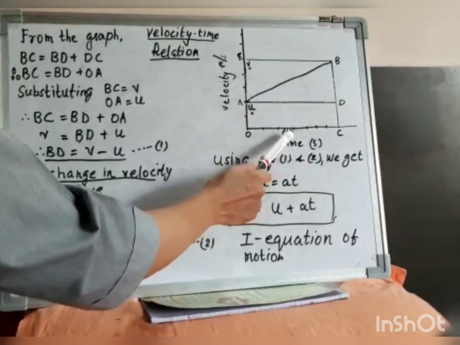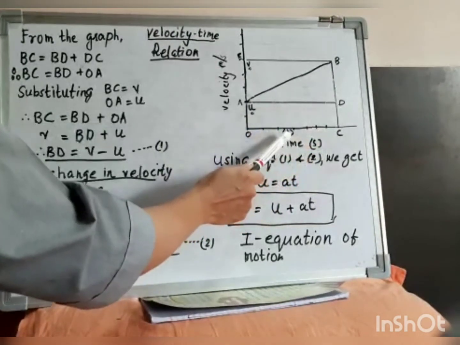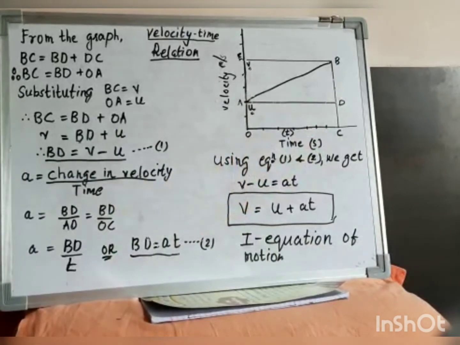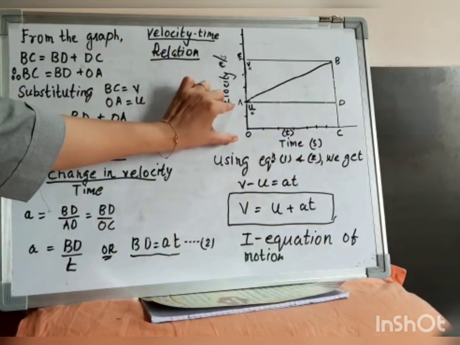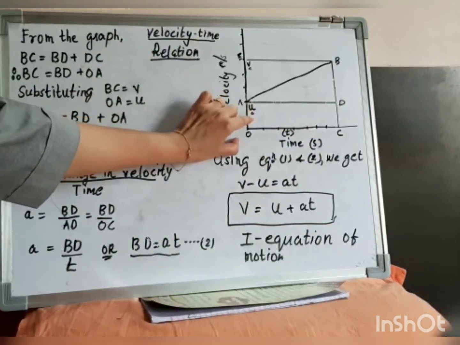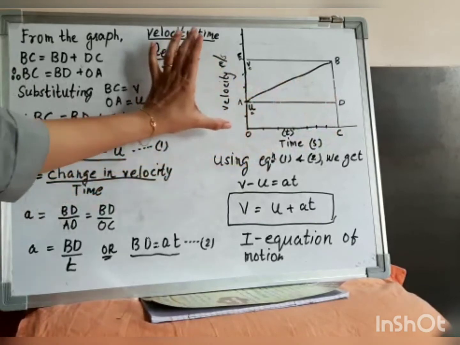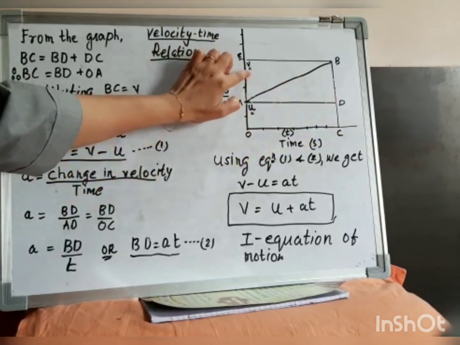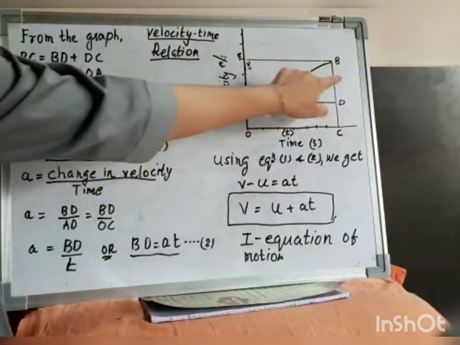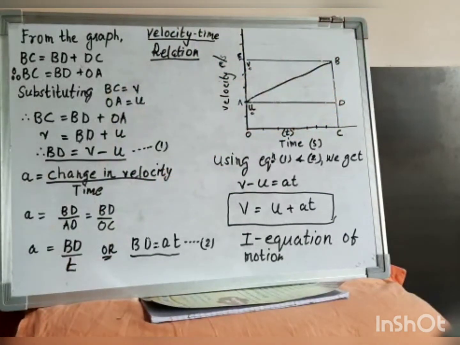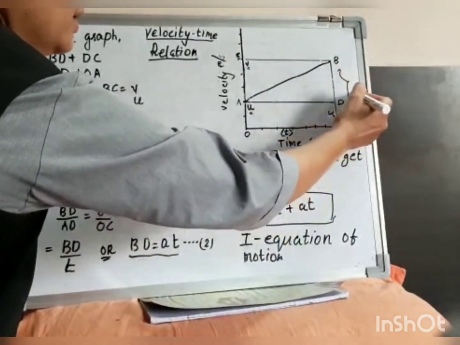OC represents the time taken by the object. In the same way, AD is also equal to t, the time taken by the object. Now the initial velocity OA is u. In the same way, DC is also equal to u. In the same way, OE is the final velocity v, and BC is also equal to the final velocity, that is v. Okay, so the length of this line is equal to u and this line is equal to v.